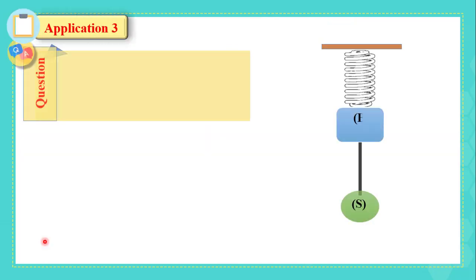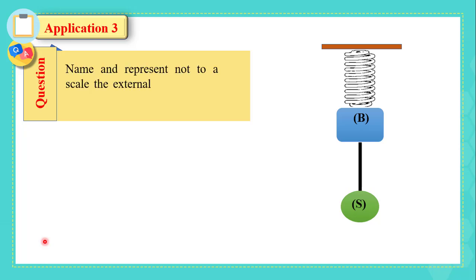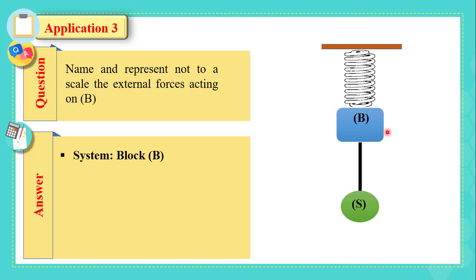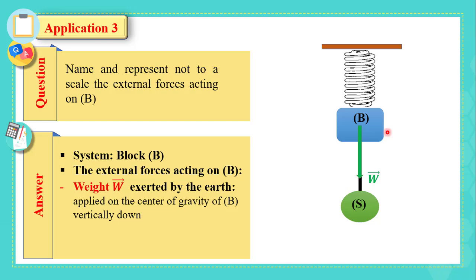Let's have another application 3. You are asked to name and represent not to a scale the external forces acting on B. From the figure, B is this block. Then the system is the block B. The external forces acting on B are the weight or gravitational force exerted by Earth, which is always drawn from the center of gravity along a vertical line and directed downward. Also, we have the tension force, I will call it T1, exerted by this spring on the block B.